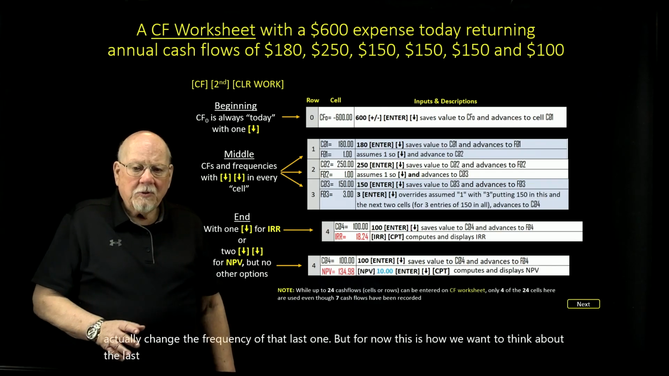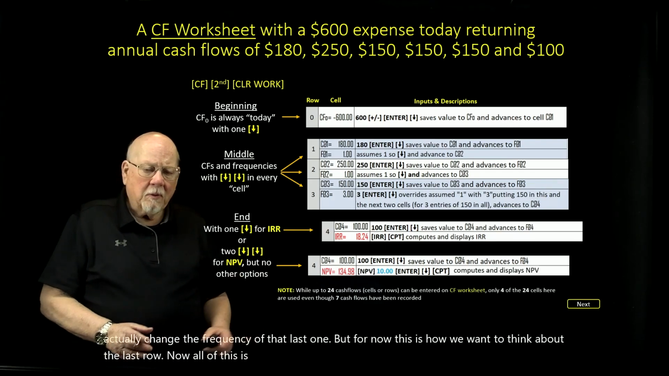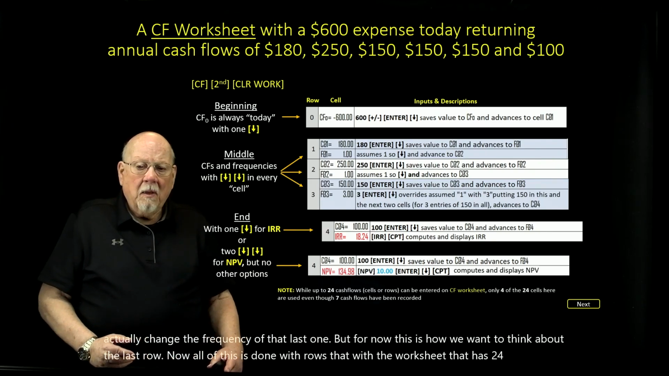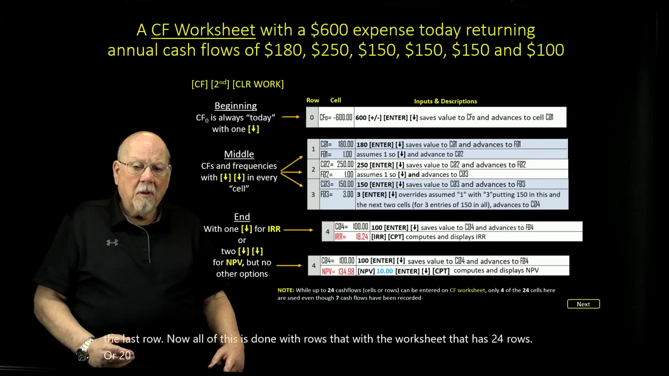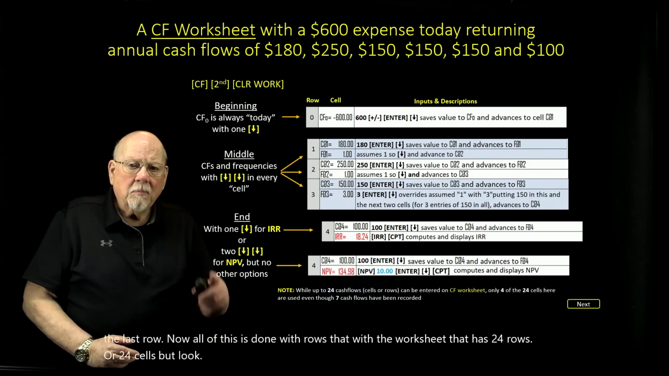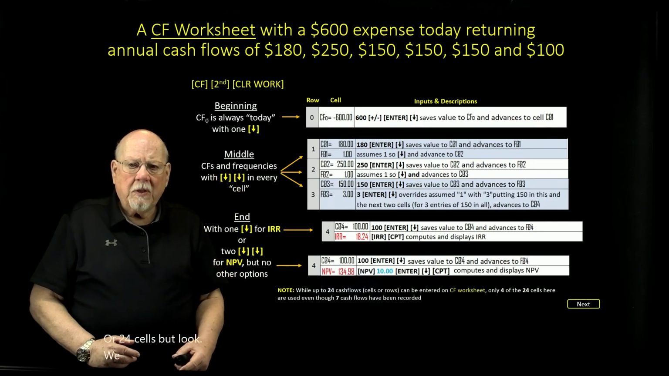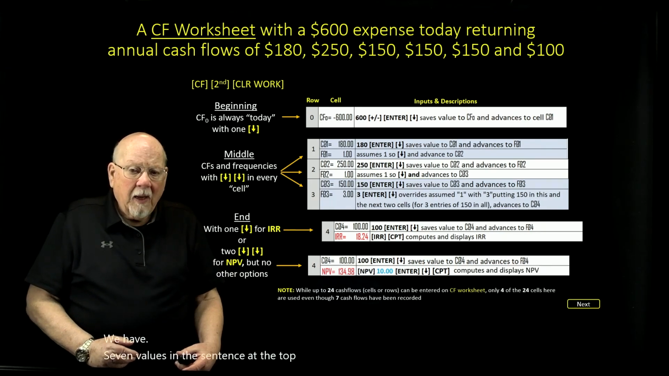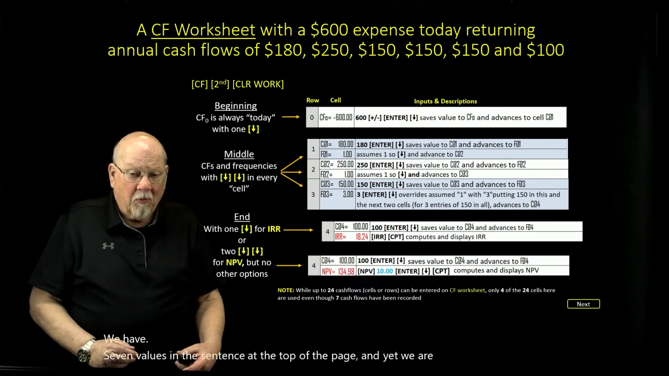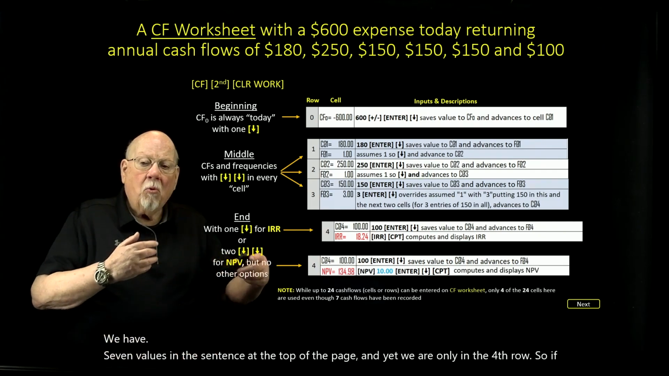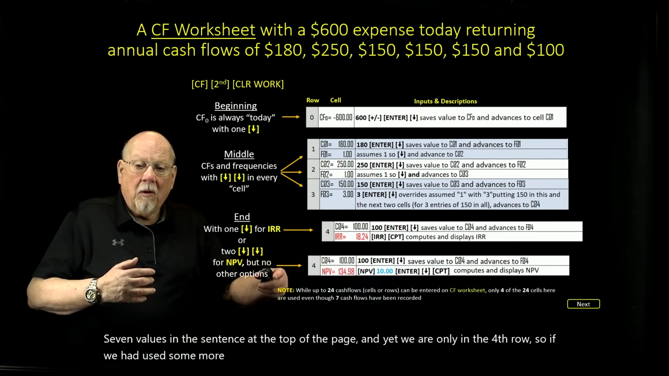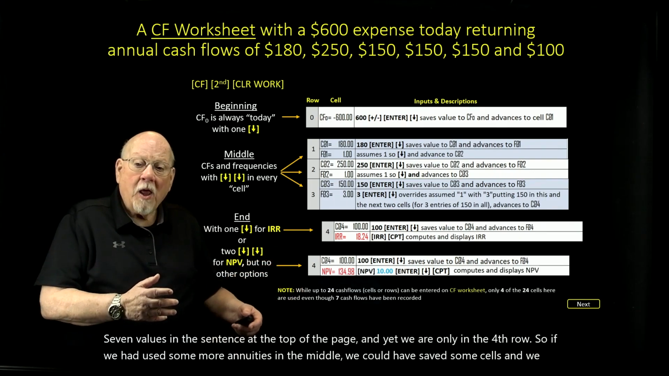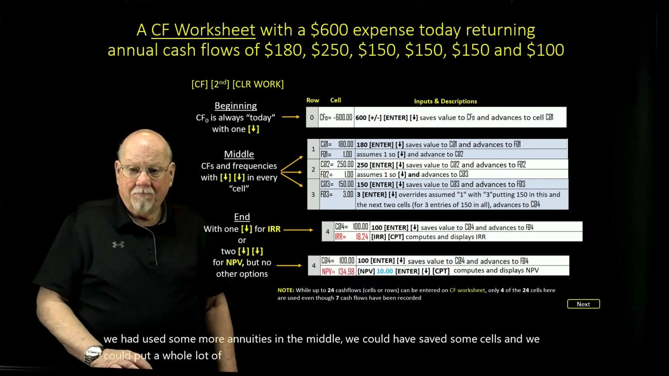Now, all of this is done with a worksheet that has 24 rows or 24 cells. But look, we have 7 values in the sentence at the top of the page, and yet we are only in the 4th row. So if we had used some more annuities in the middle, we could have saved some cells, and we could put a whole lot of numbers in the worksheet.